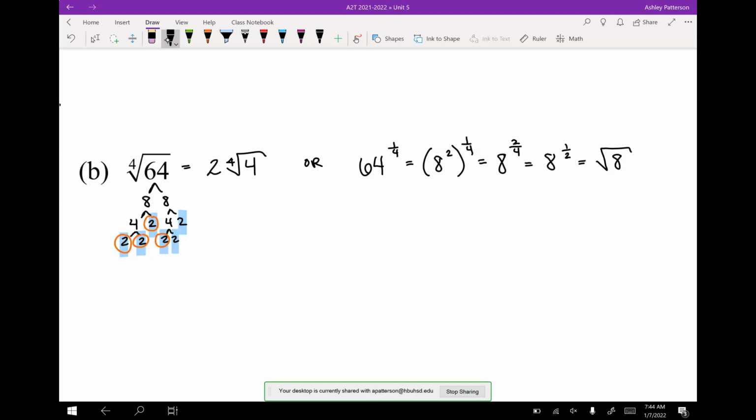What is this? Nobody knows. 2 rad 2. Very good. Which form is more simplified? 2 rad 2.